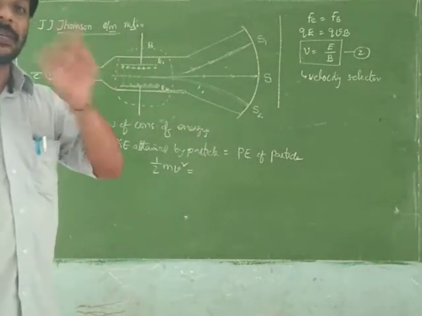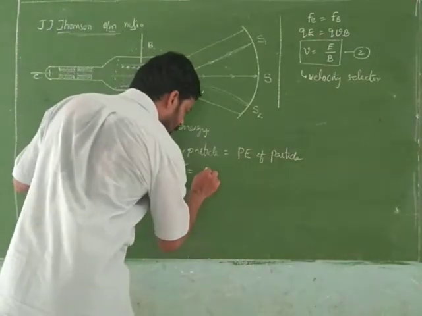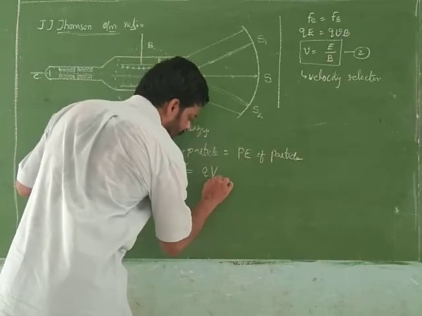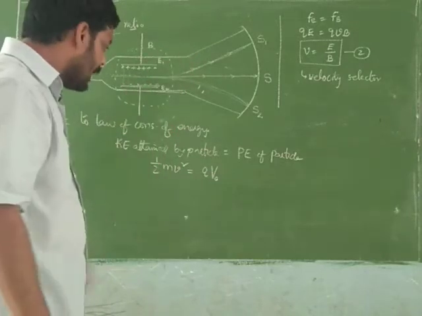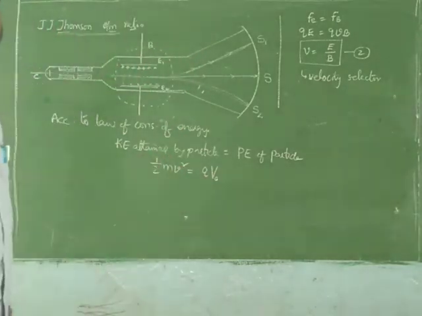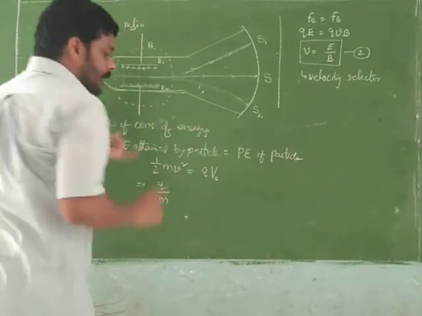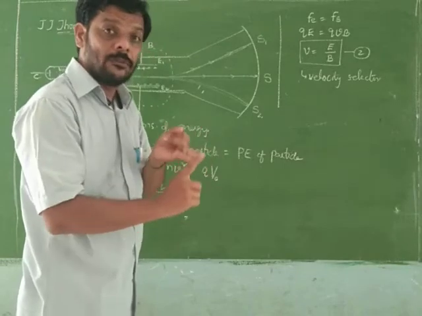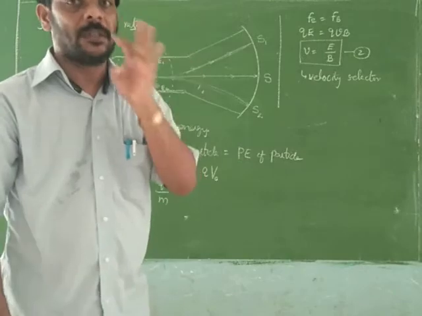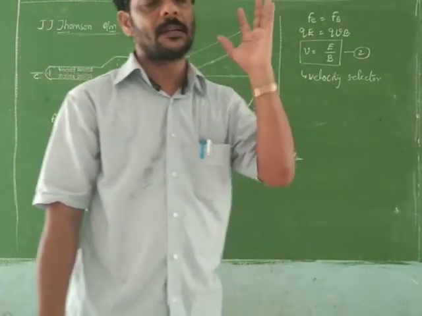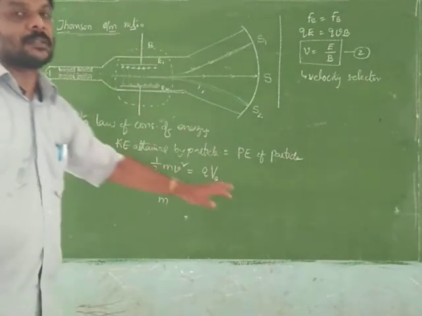This is not mgh or half kx squared as we studied in first year. Here the potential energy formula is q into V0, where V0 is the potential difference maintained to move the particle and q is the charge of the particle. Now from this I can say q by m. F is equal to QE, potential energy is QV0. These equations are new to you, and we will definitely discuss them in the electricity chapter.